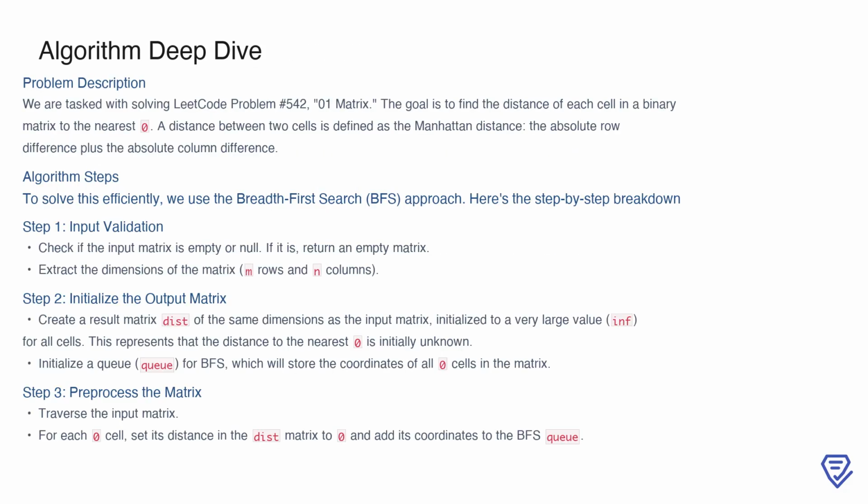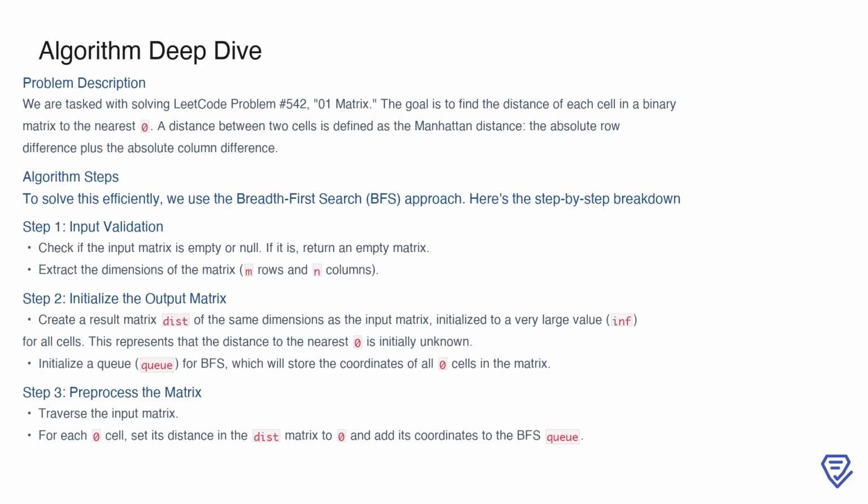The problem we're tackling here is LeetCode number 542, the 01 Matrix problem. Our objective is to calculate the distance from each cell in a binary matrix to the nearest zero. The distance is measured using Manhattan distance, which is simply the sum of the absolute differences in row and column indices between two cells. To solve this efficiently, we leverage a breadth-first search, or BFS, approach.